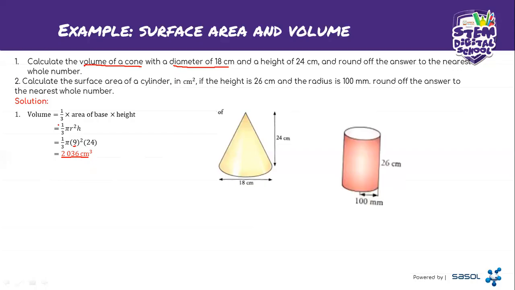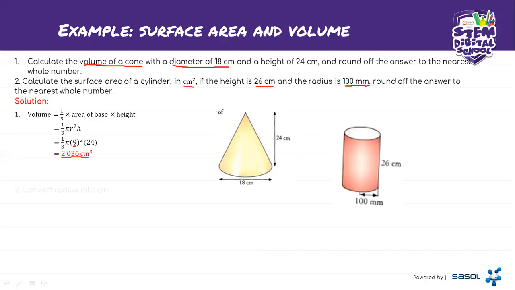Number 2, calculate the surface area of a cylinder in centimeter squared. If the height is 26 centimeter and the radius is 100 millimeter. Now you can see that we are having another unit there, which is millimeter, but we have to calculate the surface area in terms of centimeter squared. Then we have to convert this 100 millimeter, right?